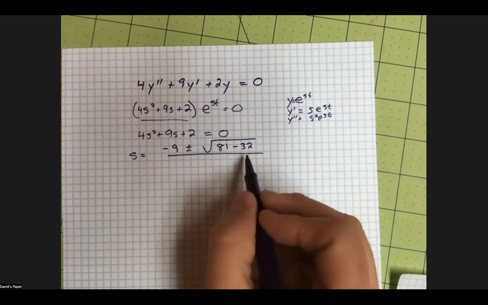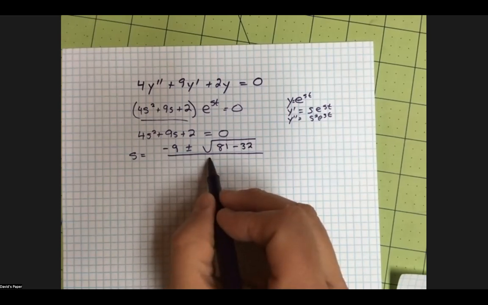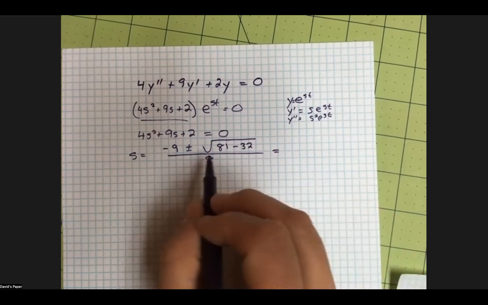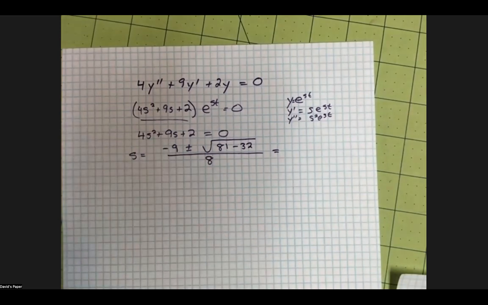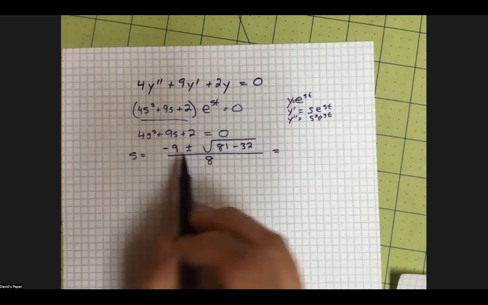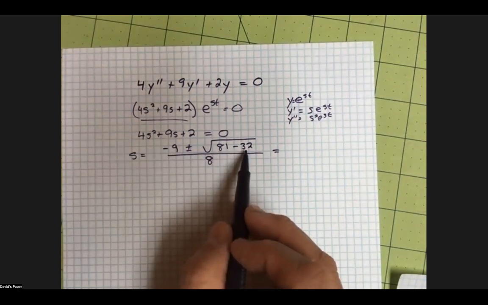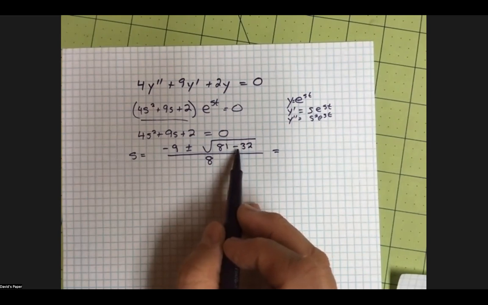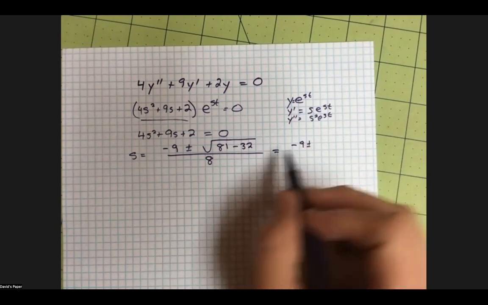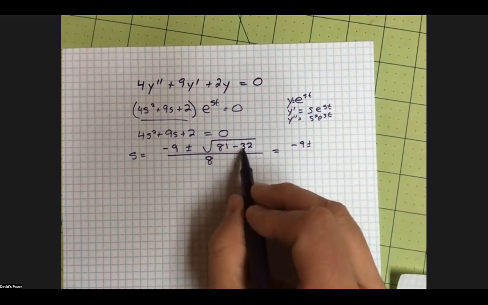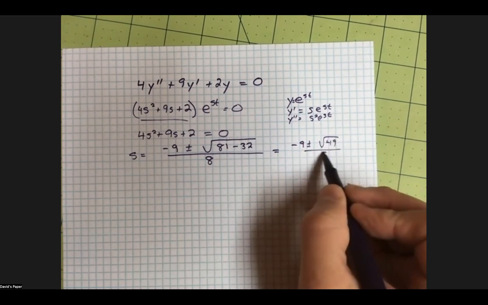Oh, who knows? Maybe it does factor nicely. Divided by 2 times a. It's always unwise to be in a rush, so we're just double checking. Opposite of b, b squared, 4 times 4 times 2, subtract 4 times 4 times 2. So I have minus 9 plus or minus the square root of 81 minus 32, which is 49, rooted, over 8.